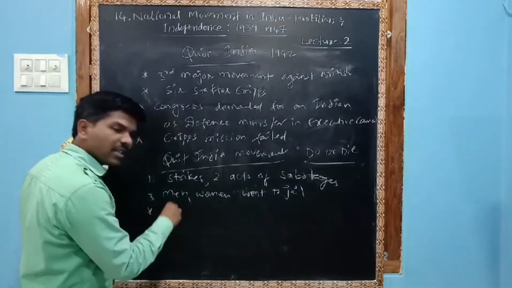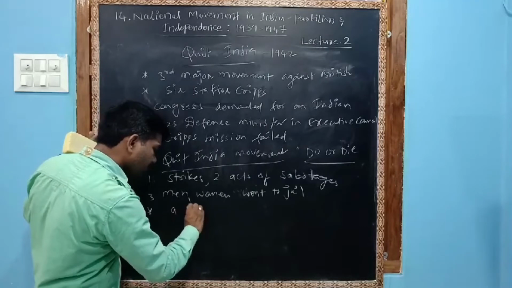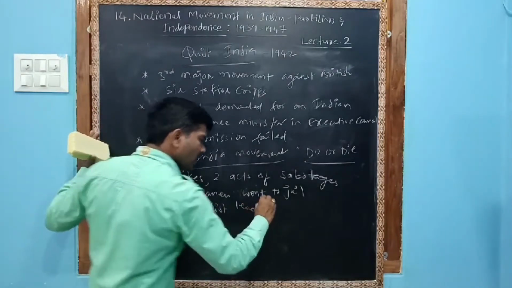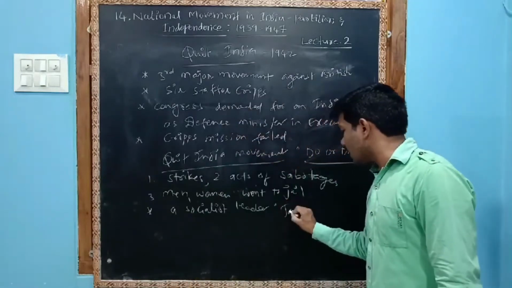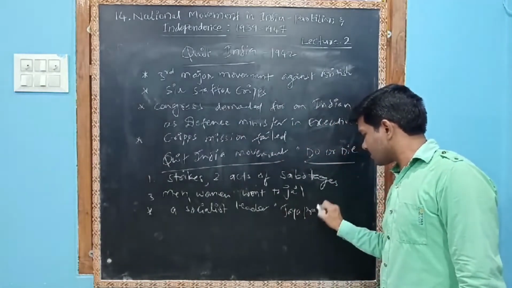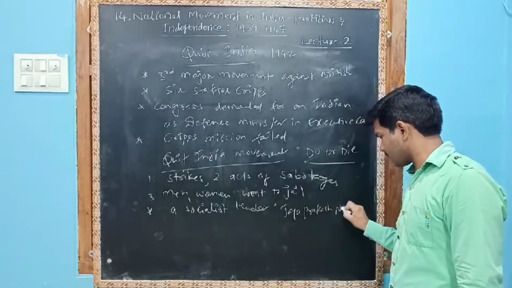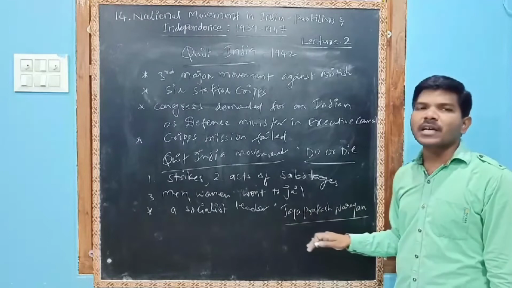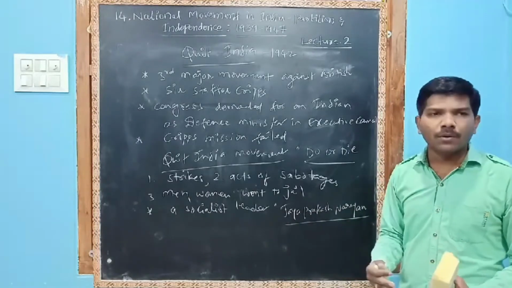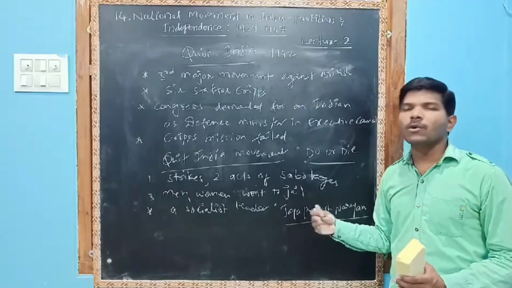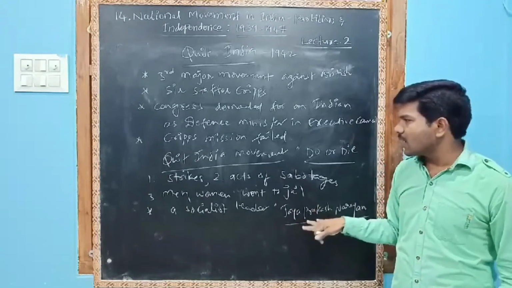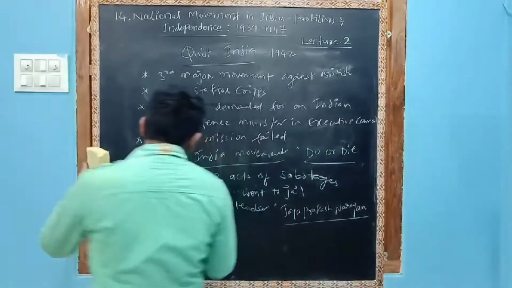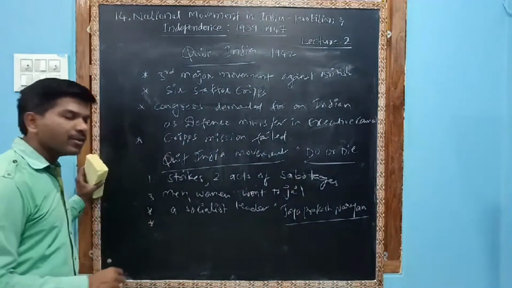Whenever these people were in jail, a socialist leader, Jayaprakash Narayan, was underground. He led the movement. Jayaprakash Narayan led the Quit India movement underground.